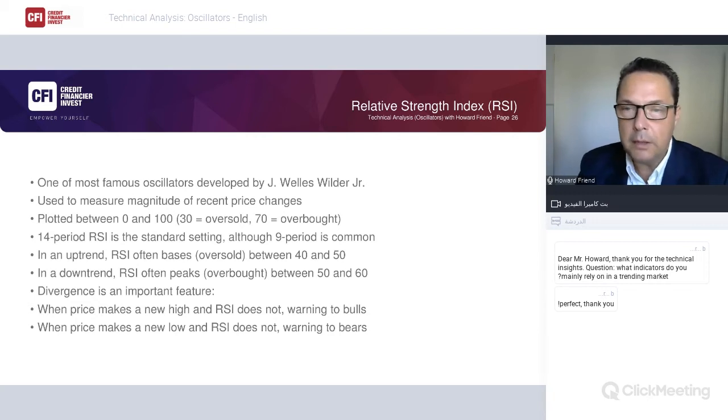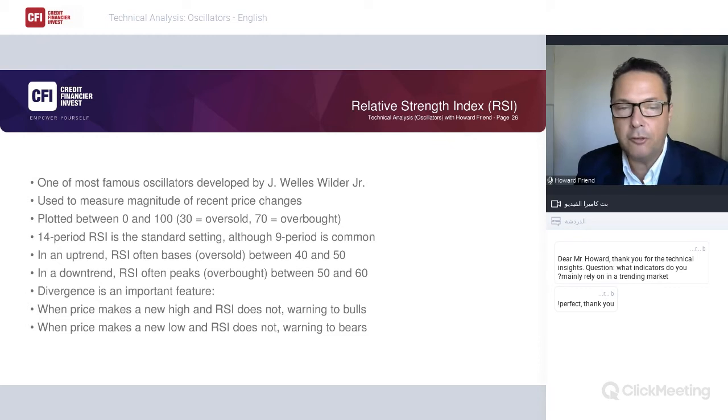Now this one, unlike the other two we looked at, has artificial ceilings and floors. So it's plotted between 0 and 100, with 30 being the oversold level and 70 being the overbought level. The standard setting for RSI is the 14 period, although the 9 period is also quite a common setting. As I mentioned, when the market's in an uptrend, the RSI often bases between 40 and 50 rather than going all the way down to 30 and below.